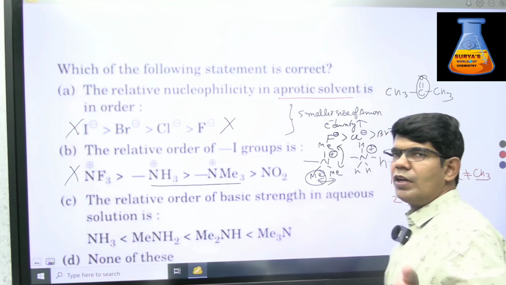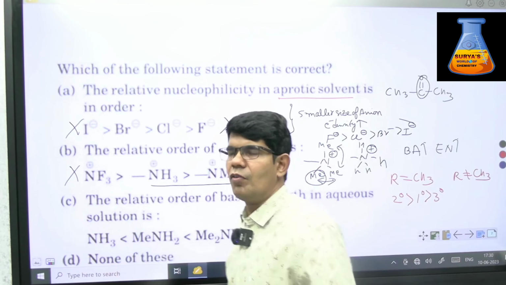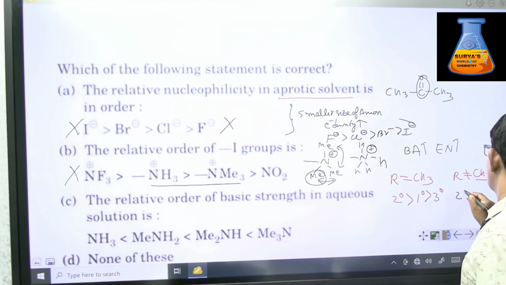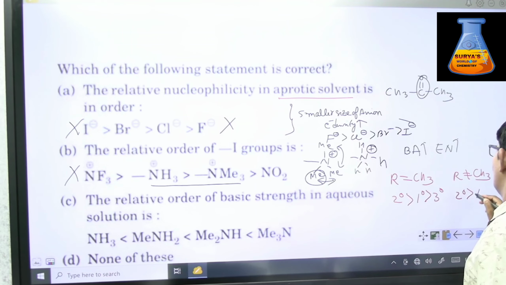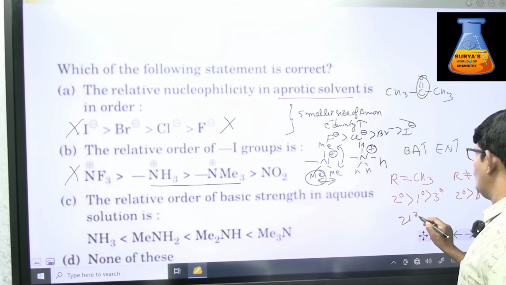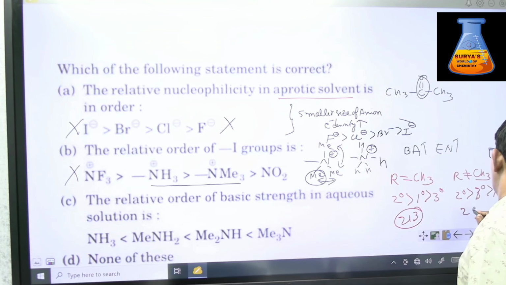When R is not equal to methyl, it is a larger alkyl group. The larger alkyl group has to be a larger number. It is secondary greater than tertiary greater than primary. Smaller alkyl group is 213, larger alkyl group is 231.